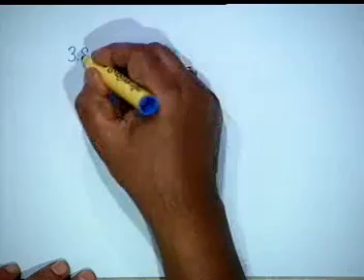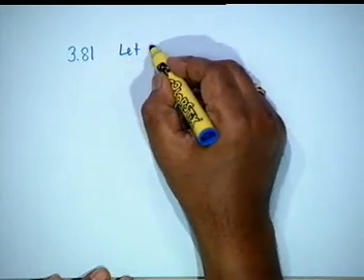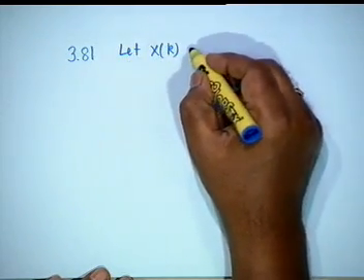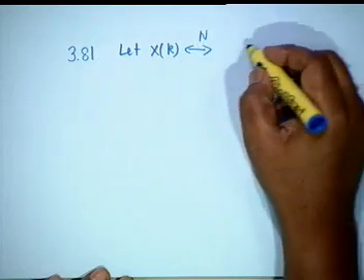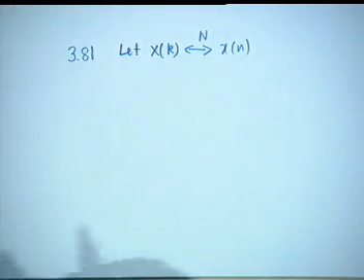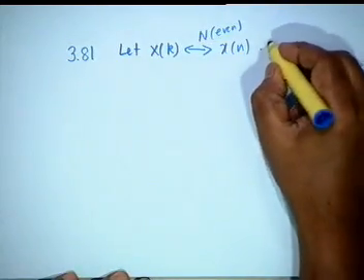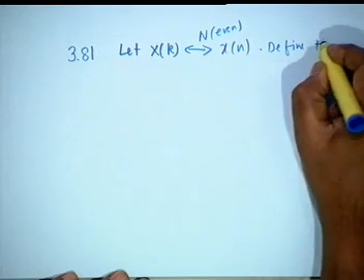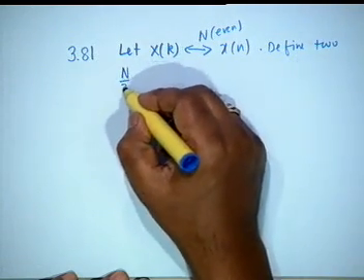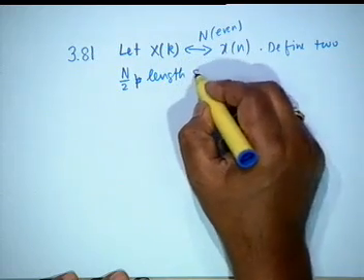The next problem is 381. 381 says, let X of k be the N-point DFT of x of n, where capital N is even. Okay. Then it says define two N by 2 point, N by 2 length sequences.